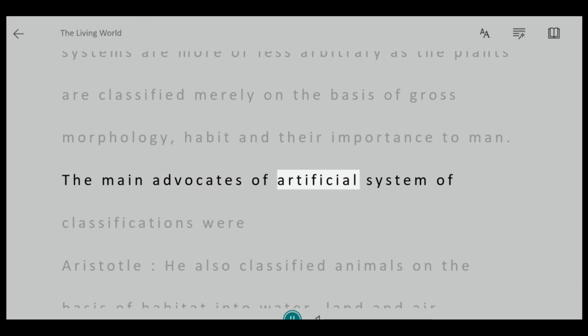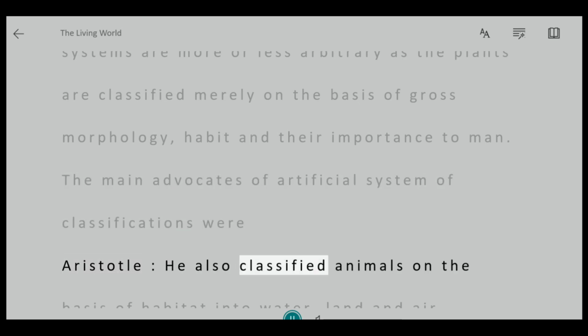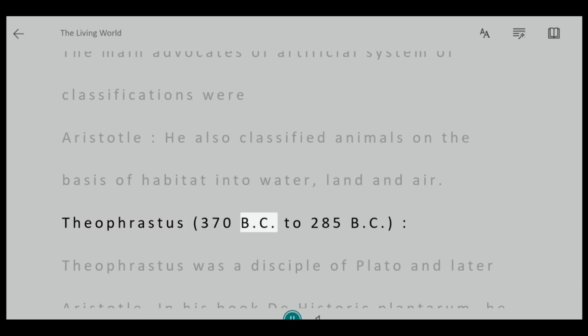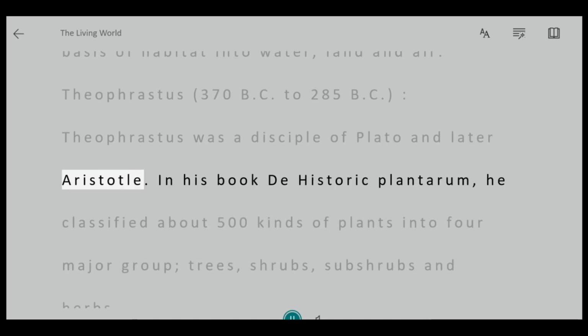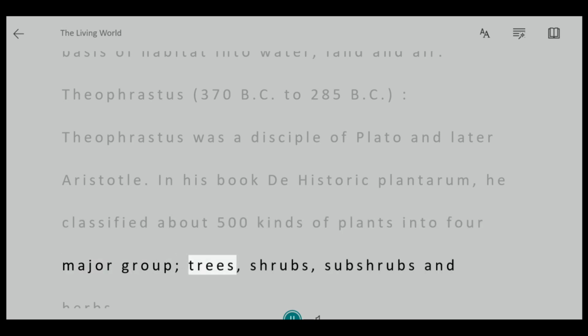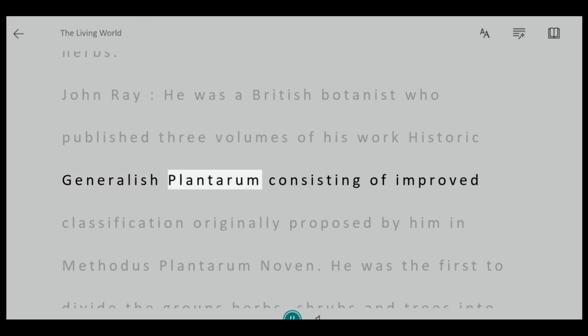The main advocate of artificial system of classification was Aristotle. He also classified animals on the basis of habitat into water, land, and air. Theophrastus, 370 BC to 285 BC, was a disciple of Plato and later Aristotle. In his book De Historia Plantarum, he classified about 500 kinds of plants into four major groups: trees, shrubs, subshrubs, and herbs.